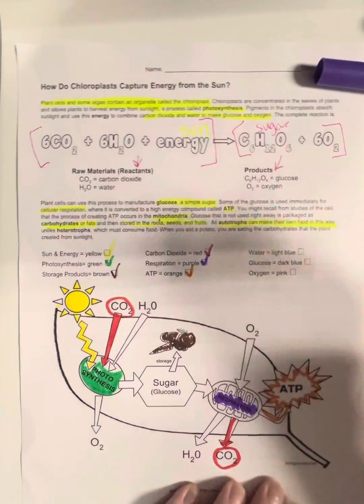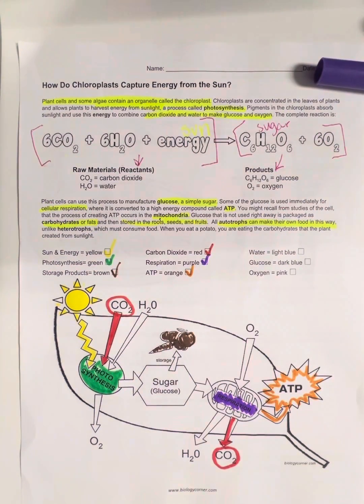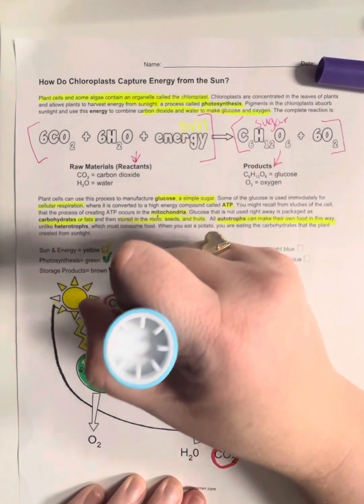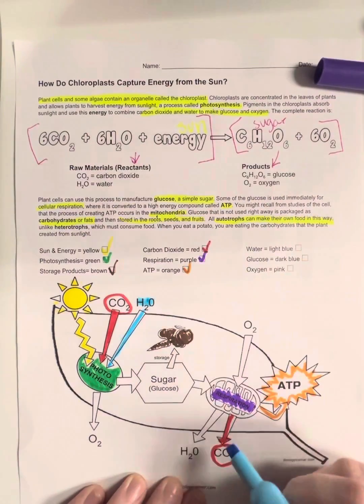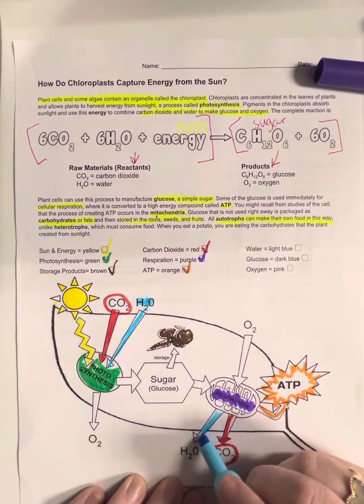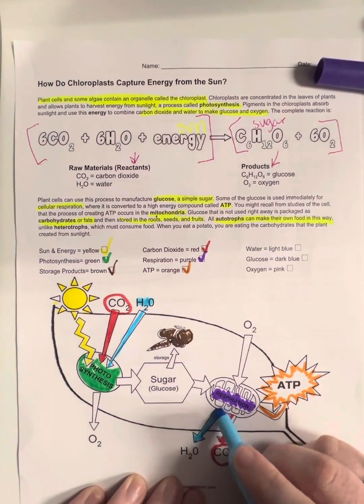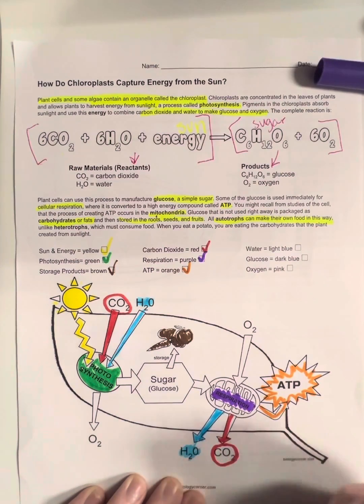ATP is orange. Now water goes into the process for photosynthesis, and it comes out of the process for cellular respiration. It goes in and it comes out.